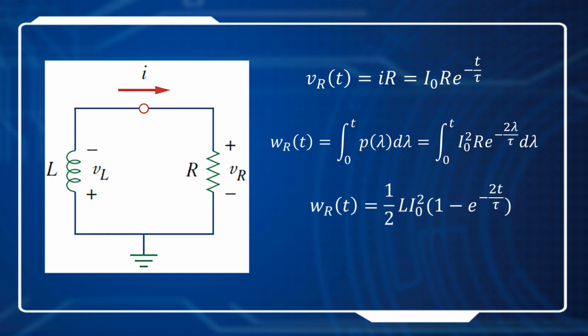wR(t) equals 1 over 2 multiplied by L multiplied by I0 square multiplied by 1 minus e to the minus 2t over tau power. As you can find from the expression, the energy dissipated by the resistor is increasing when the time is increasing. Inside this expression, you should notice that tau equals L over R.